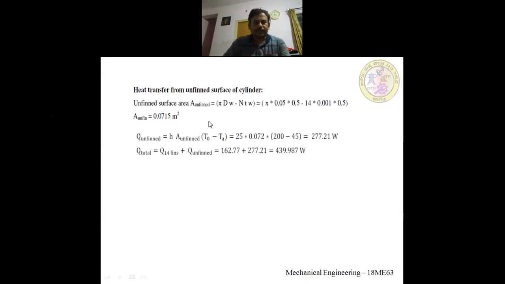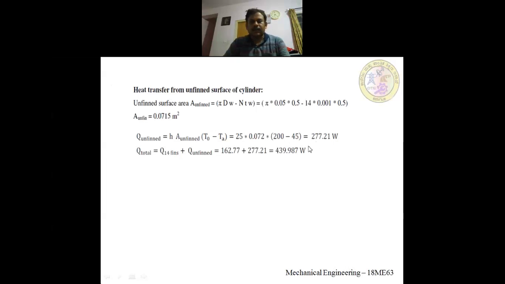Next, heat transfer from the unfinned area will be by convection. So apply Newton's law of cooling, hA delta T. So h into area of the unfinned surface into T naught minus T infinity, that is temperature of the base minus ambient temperature. Substitute the values, get the value. It will be 277.21 watts.